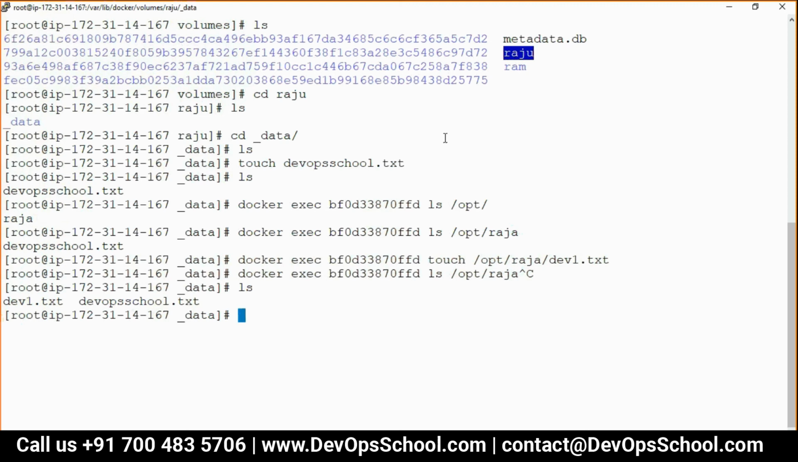Why not? Docker run -itd ubuntu. Now -v what? Raja to where? To /opt1 in the new container. Another volume, I forgot the name, Ram, to where? To /opt2. Did you understand this command, guys? Two times volume mounting. Did you understand this?